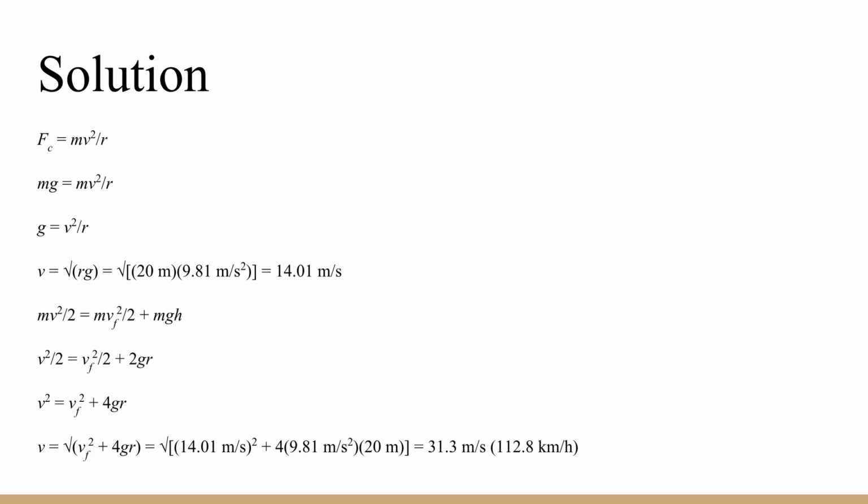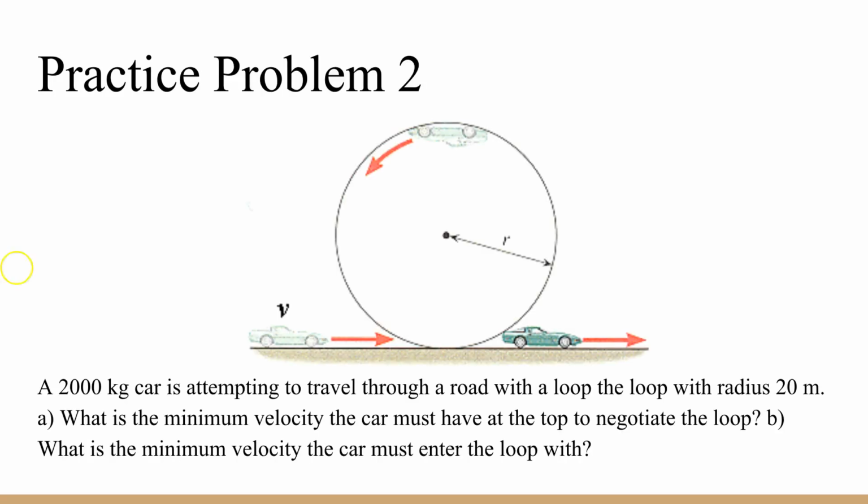Take the square root. You get the square root of (14.01 meters per second) squared plus 4 times 9.81 meters per second squared times 20 meters. And you get 31.3 meters per second. And in car terms, that would be 112.8 kilometers per hour. So about 70 to 80 miles per hour. So that's pretty fast. That's faster than most highway speed limits.